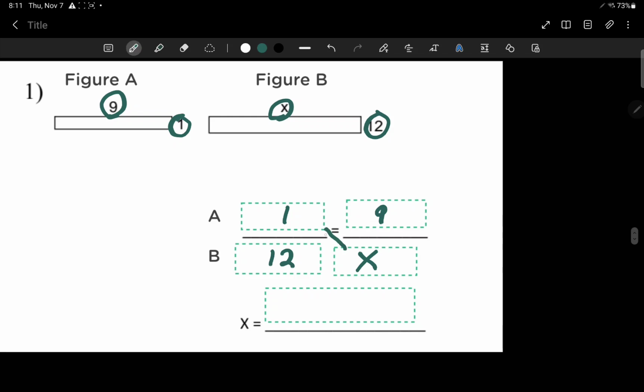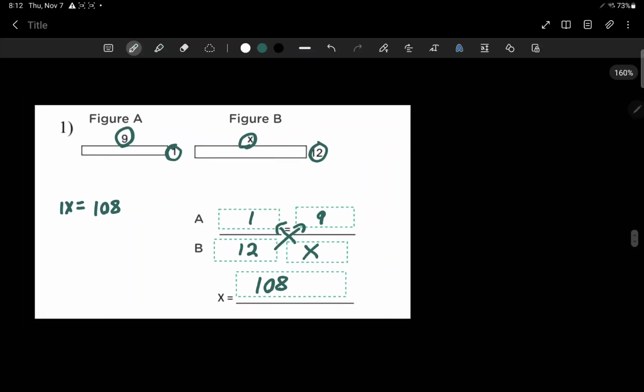We cross multiply. So that multiplies with that. That multiplies with that. So we have 1x. And then over here, we're going to have 12 times 9. Okay, let me go ahead and do that. 12 times 9 is going to be 108. And guess what's my answer? 108. That is it. Pretty straightforward, okay? So that's it.